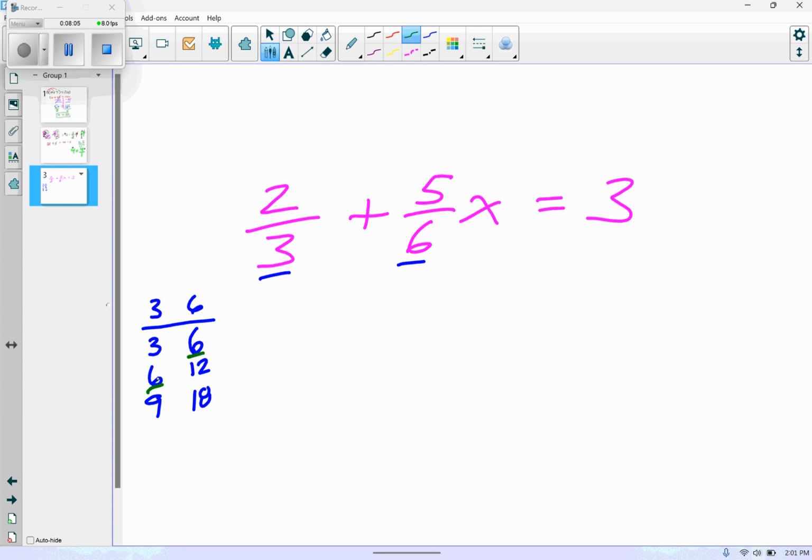You agree that you can identify a 6 and a 6? But do you see how they're the same? I'm not using the very top 3. I'm not using this 3 right here because I don't have a 3 over here. I'm looking to see, where do I have the same? 6 and 6 are the same. 9 doesn't work. 12 doesn't work. 18 is not going to work because it's not in there. So I'm going to use the smallest number that both 3 and 6 would go into.